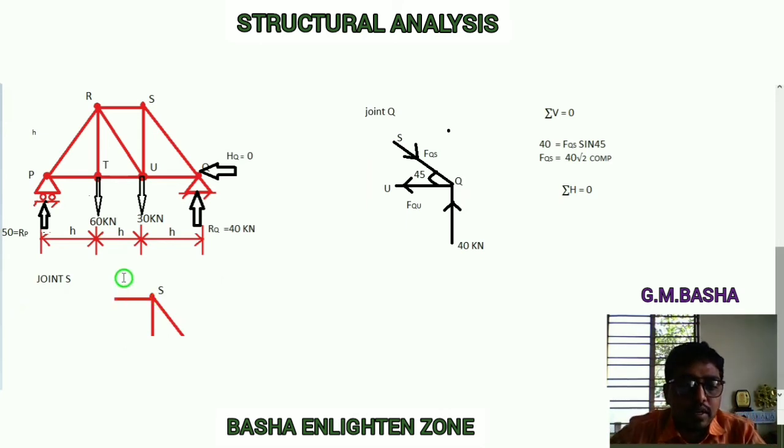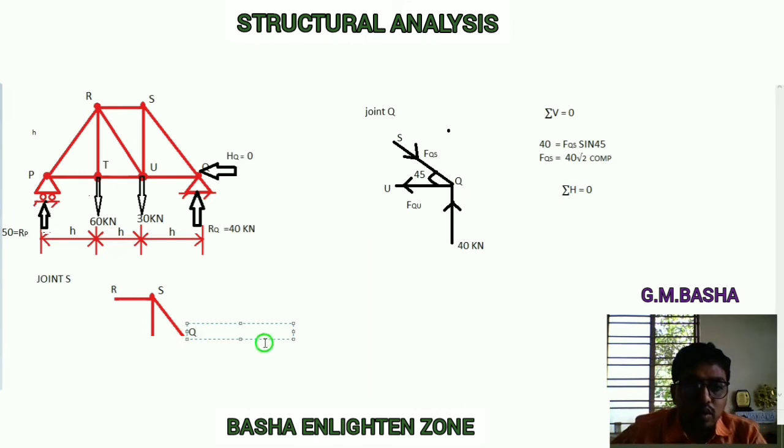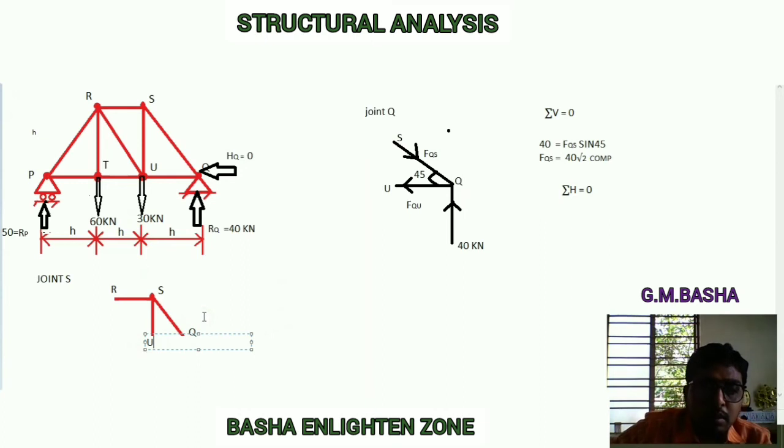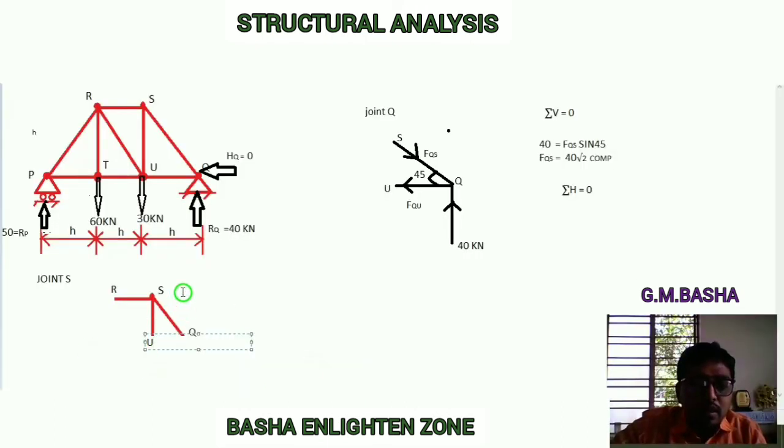See here, this one will be S and this one will be R. Again here it will be Q and this one will be U. So we don't know the force in the member SU and the force in the member SR, and we know the force in the member SQ here. See here, this member will be SU. Already you know the force in the member QS will be 40 root 2 compression. Therefore, the force in the member SQ is also 40 root 2 compression.